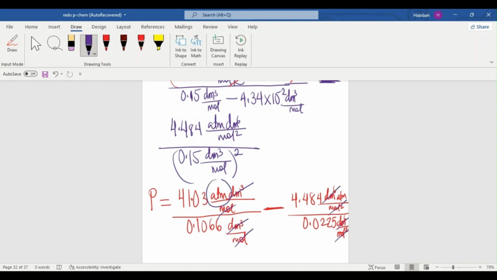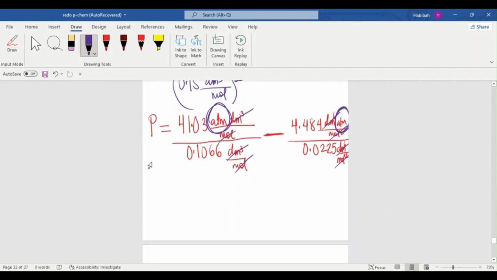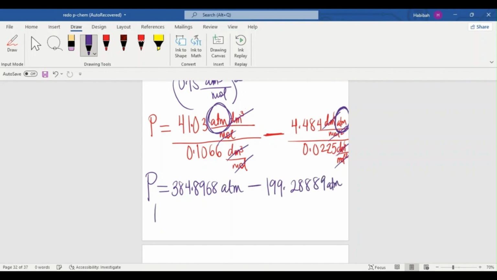So you can see on both sides that you have atmosphere remaining, which makes sense. And that hints to us that the work is being done correctly, mainly because the unit for pressure is atmospheres. So P is just simply going to be 384.8968 atmosphere minus 199.28889 atmosphere. So pressure is just simply 185.6079 atmosphere.